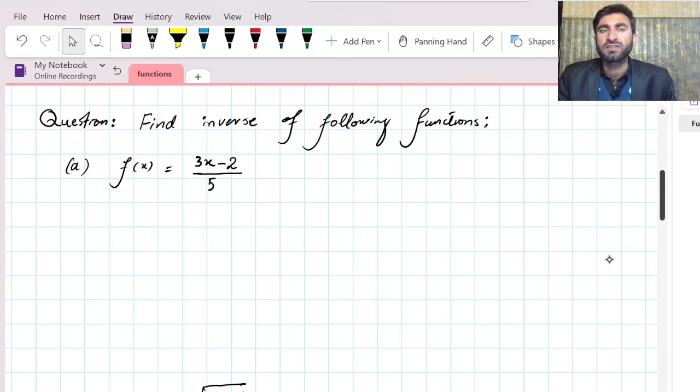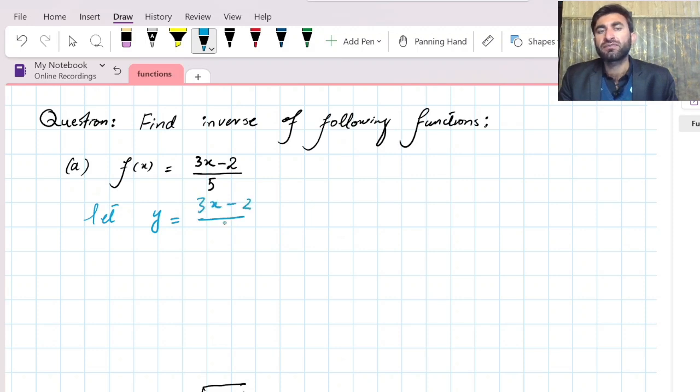The first function is given as f of x equals (3x minus 2) divided by 5. So in order to find the inverse of the function, let's follow the procedure we discussed in the example. First, suppose it equal to a new variable y: y equals (3x minus 2) divided by 5.